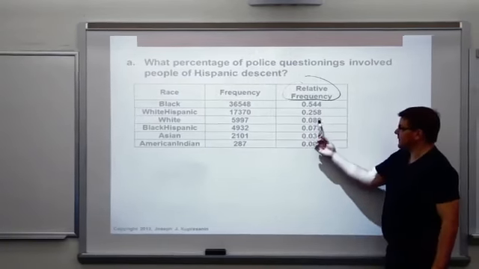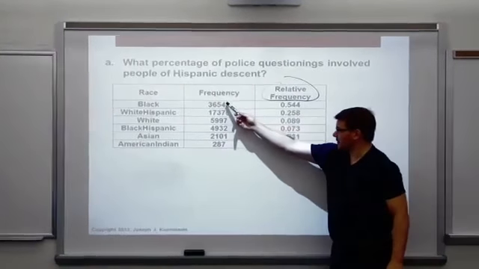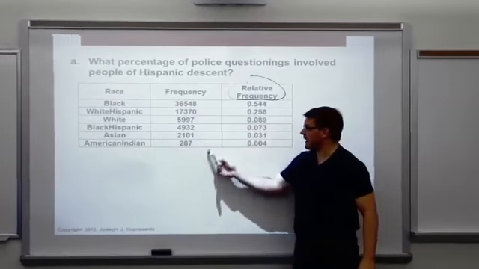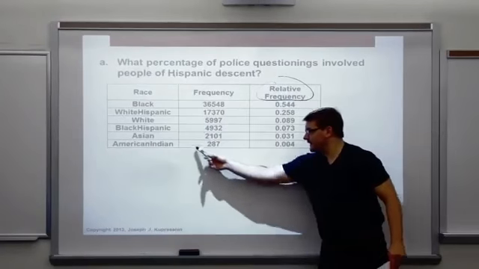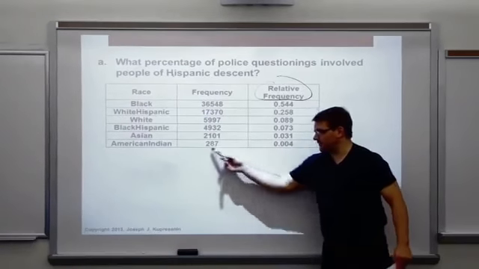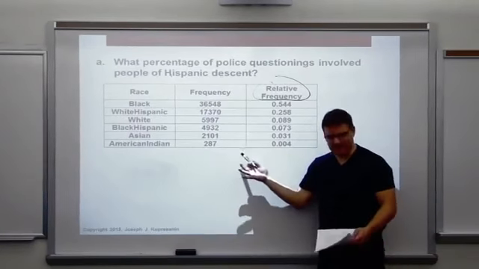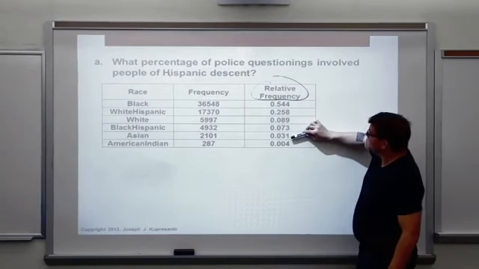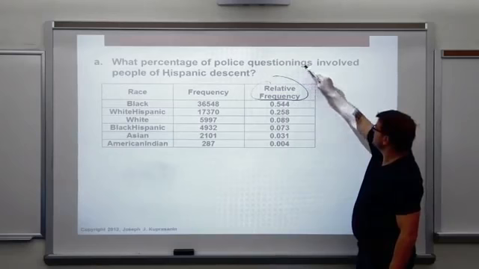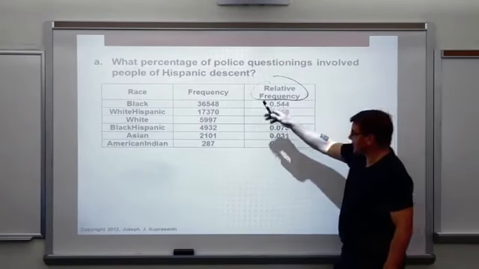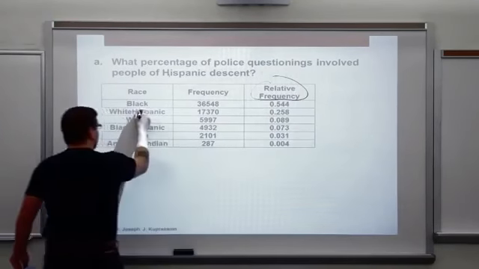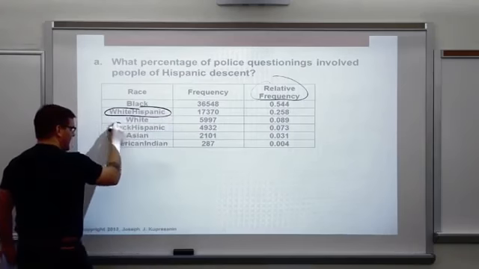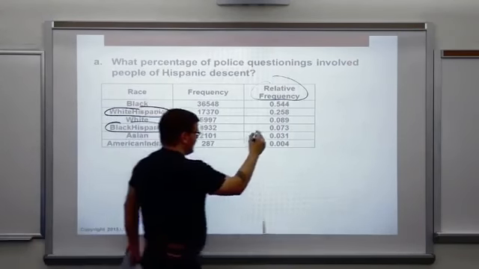So what happened in this table is that we took the total number of black arrests and divided it by the total number of arrests. You would just tally up this. I don't have that total on me, but it's that 69,000 number from the first slide. And these are the percentages. Okay. What percentage of police questionings involved people of Hispanic descent? There's two subcategories of Hispanic. We've got white Hispanic and black Hispanic.